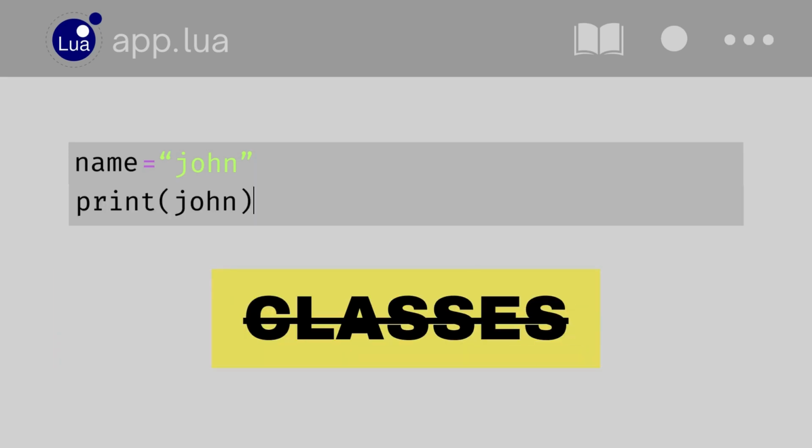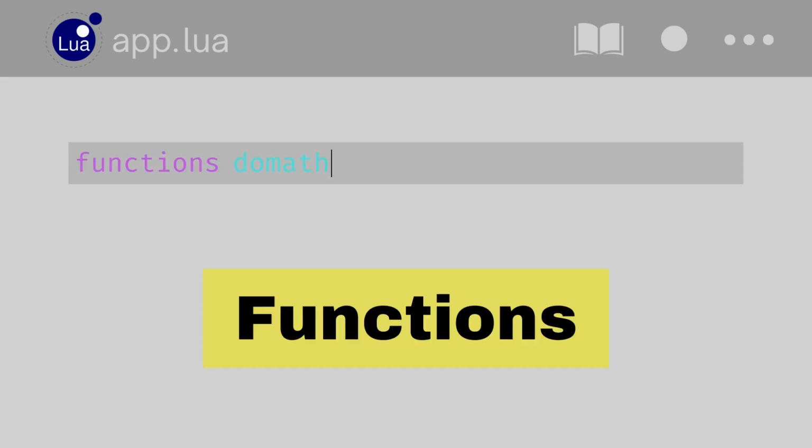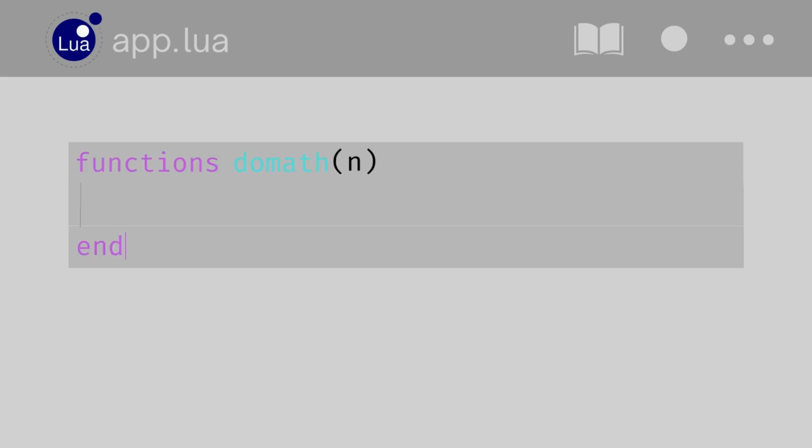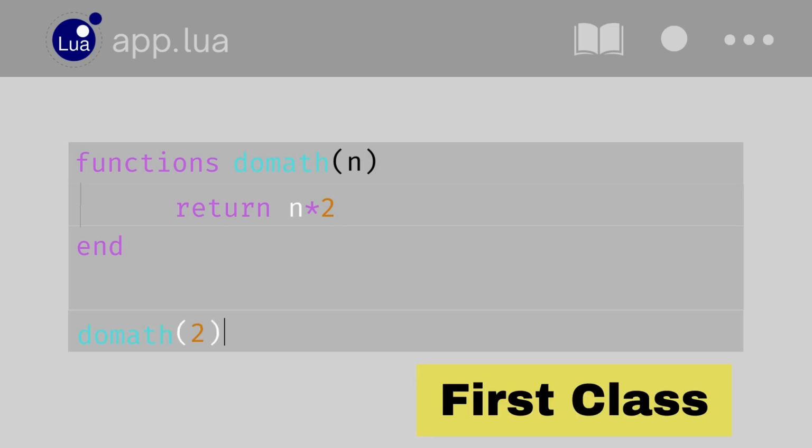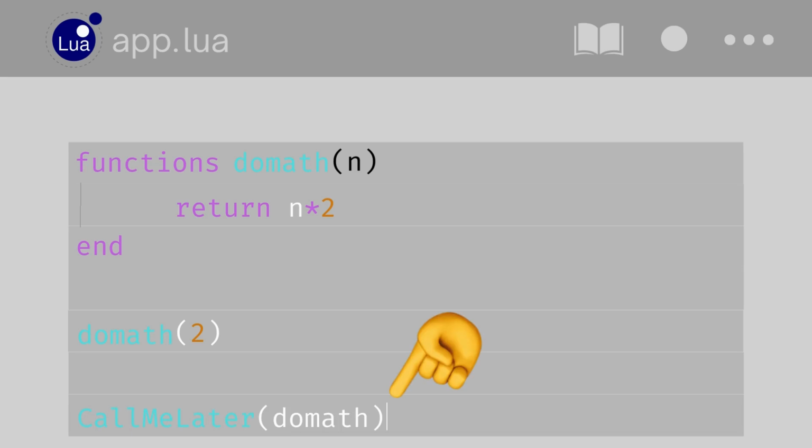There are no classes in Lua, but anything you can imagine can be done with functions and tables. A function is declared with the function keyword, then closed with the end keyword. Functions are first-class objects, which means they can be passed around to other functions to support functional programming patterns.